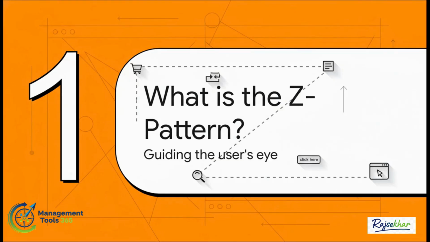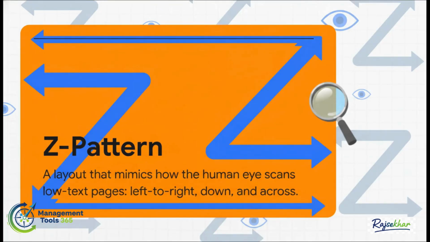The Z pattern is, well, it's a foundational concept for anyone designing landing pages, ads, or really any simple interface where you have one clear goal you want the user to achieve. So what is it? At its core, it's a layout that literally follows the way our eyes naturally scan a simple page. We're talking about pages with not a lot of text. See, people aren't reading every word, they're scanning, and this pattern predicts that path perfectly. It goes left to right across the top, zips diagonally down, and then goes left to right again across the bottom, just like the letter Z.